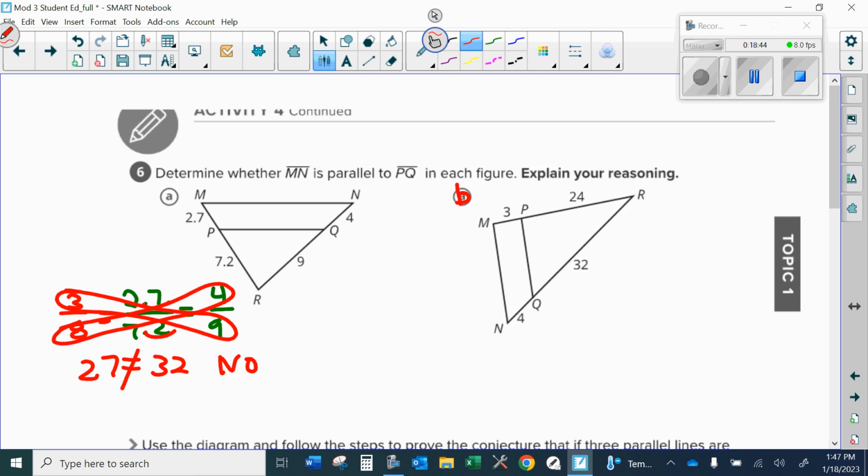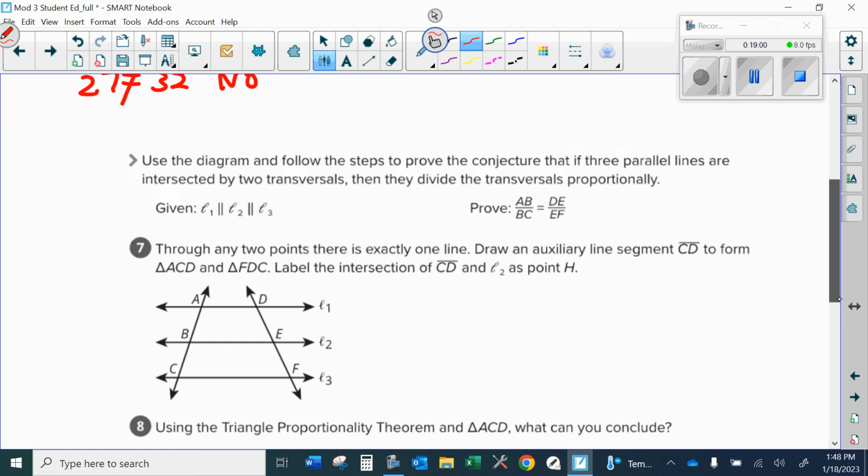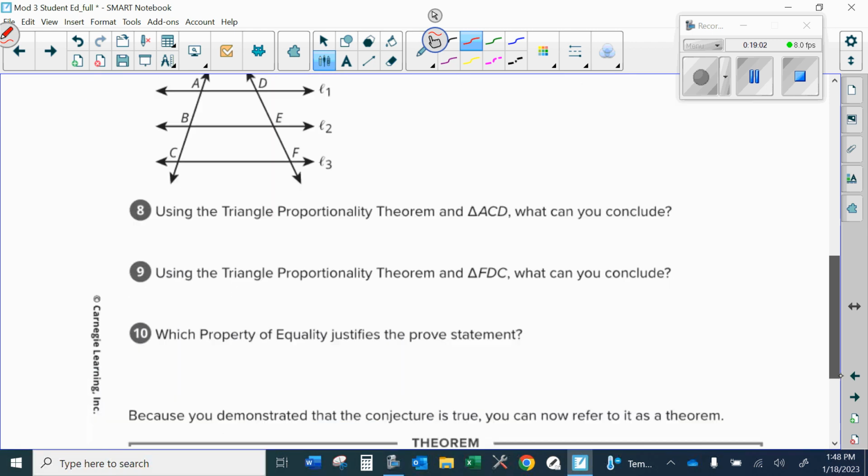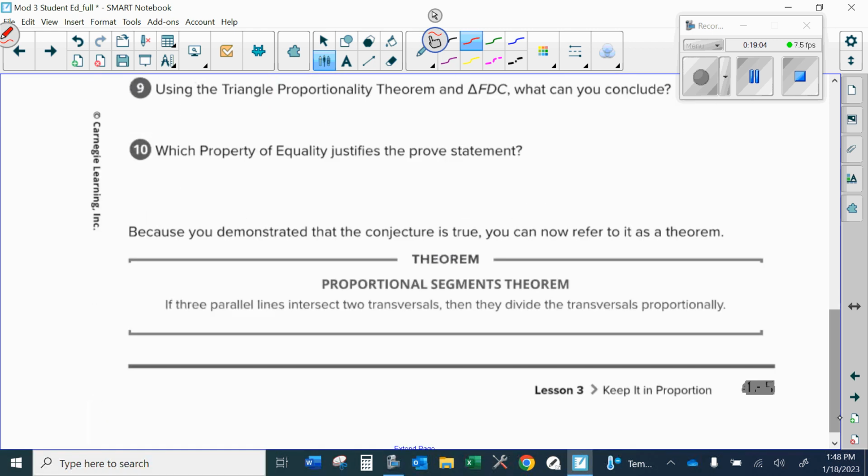Okay, so again, if I have 3 over 24, that would have to equal 4 over 32. 3/24 is 1/8, and 4/32 is 1/8. So the answer is yes. Same ratio, so therefore those are parallel. Okay, so that's what that says.